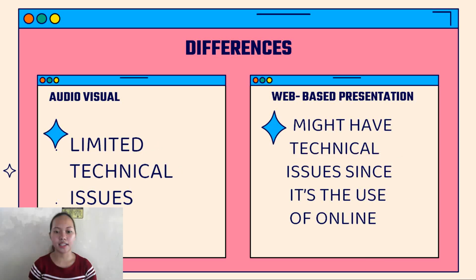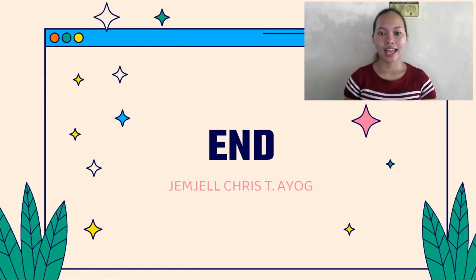And the last but not the least is audio-visual has limited technical issues, while web-based presentation might have technical issues. So in using an audio-visual presentation, you can avoid technical issues, while web-based might have technical issues. Why? Simply because in web-based, you are using the internet and sometimes our internet lags. This affects your presentation. The videos might not play, while in audio-visual presentation, since it's used offline, technical issues might be lessened.